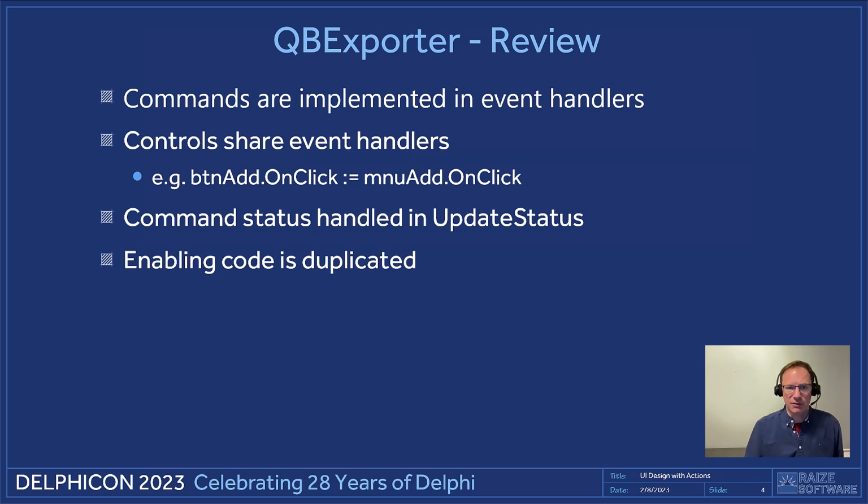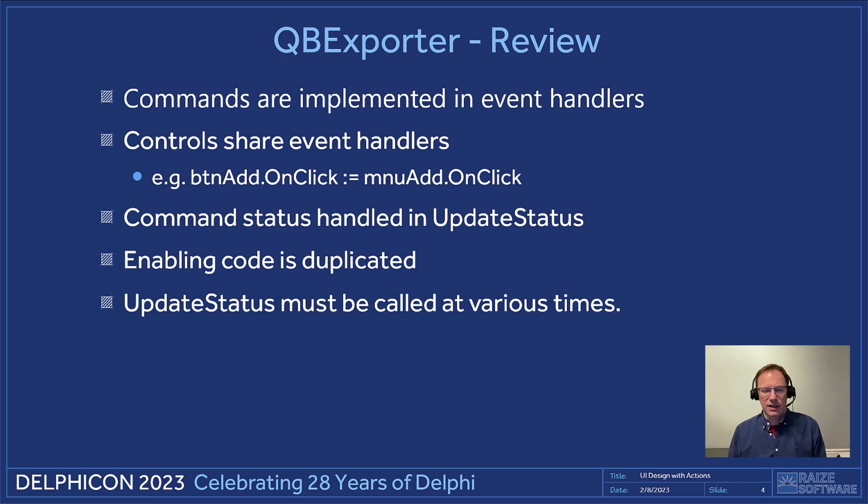And then one of the key things that we emphasize, you probably picked up on, is that a lot of the enabling code inside of that becomes duplicated, because I'm having to make sure I'm enabling each of the different controls. It might be implementing the same thing, checking the same thing. As update status becomes larger and larger, you have more and more duplicate code that can creep into there. And then the big issue is that update status must be called at various times.